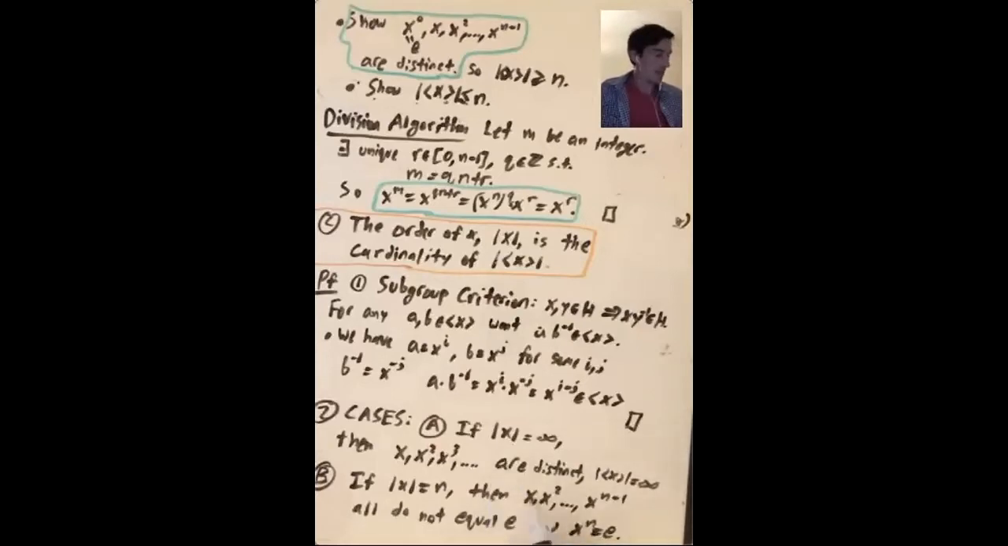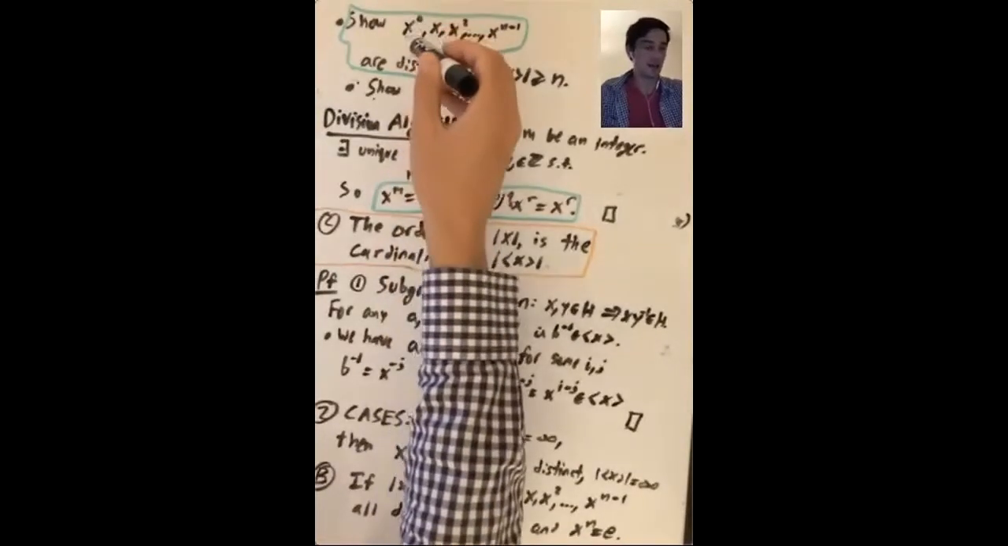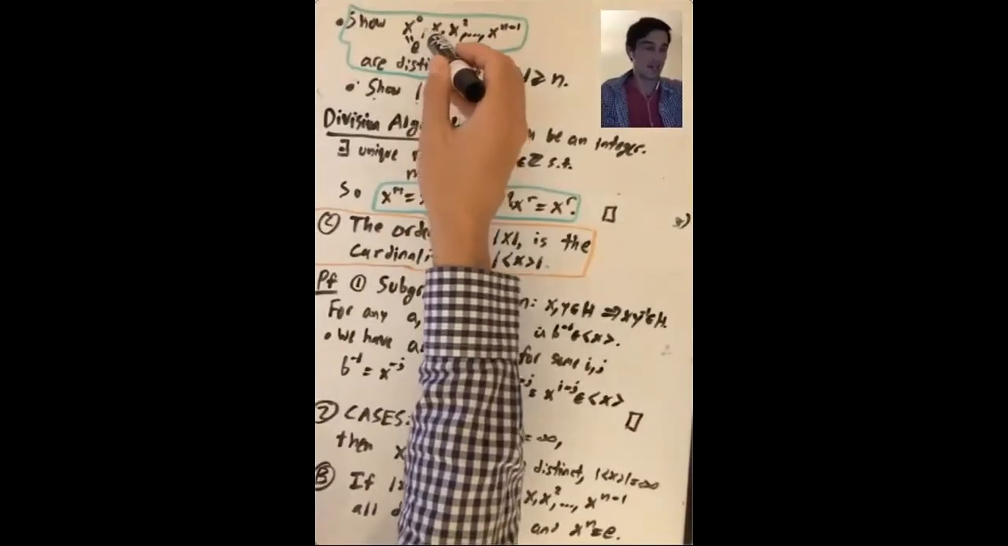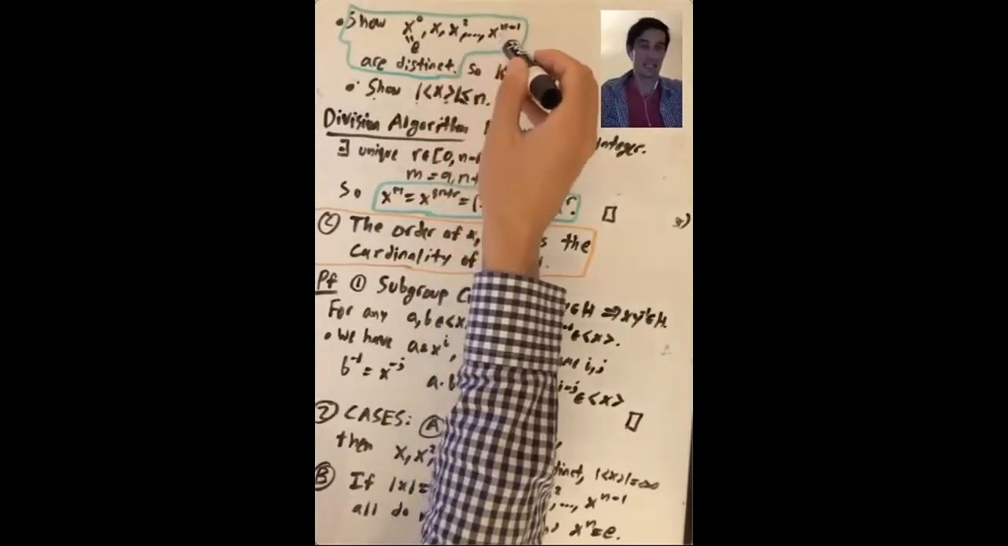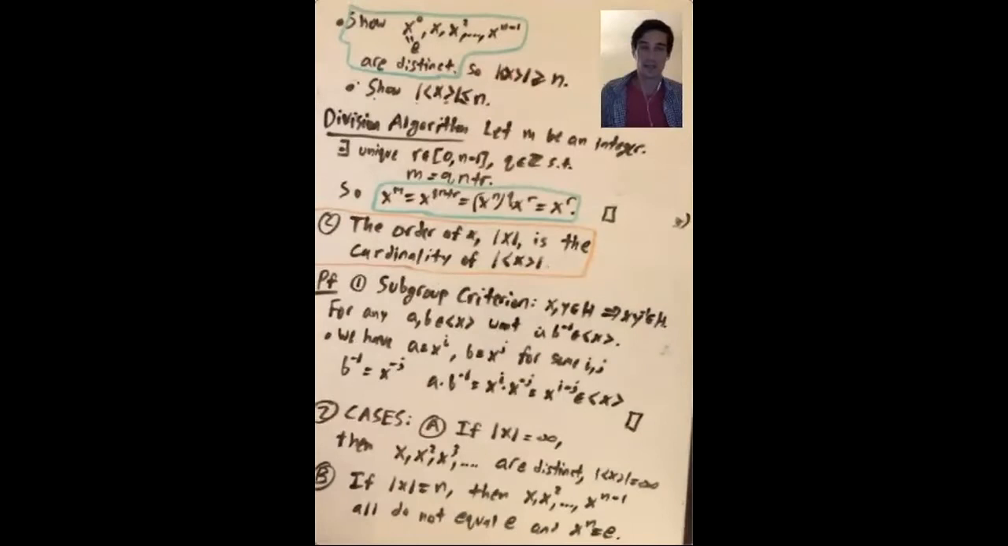So now we have these n elements: x to the 0, which is the same as the identity, x squared, x cubed, up to x to the n minus 1. And you want to show that these are all distinct, that these are n distinct elements of the cyclic subgroup generated by x. How do you do that?